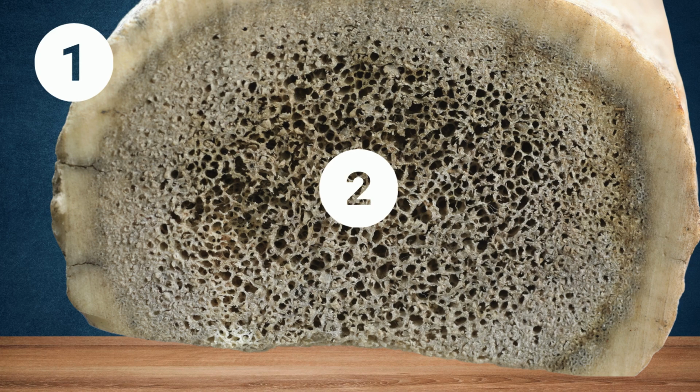Take a moment to distinguish between the two types of bone. The region labeled 1 is compact bone. It is much more densely packed than region 2, which is spongy bone.